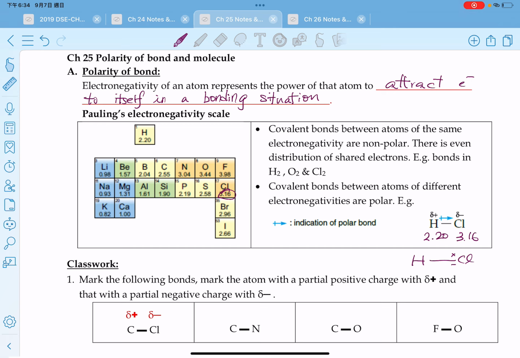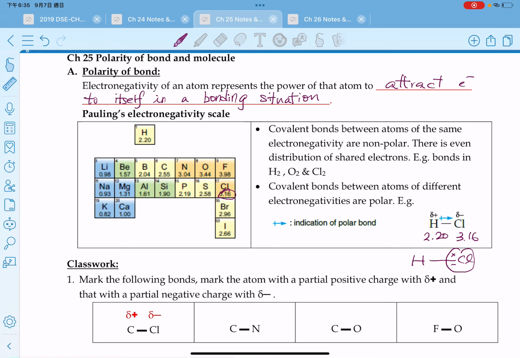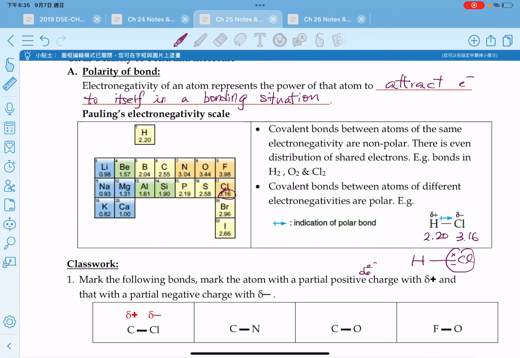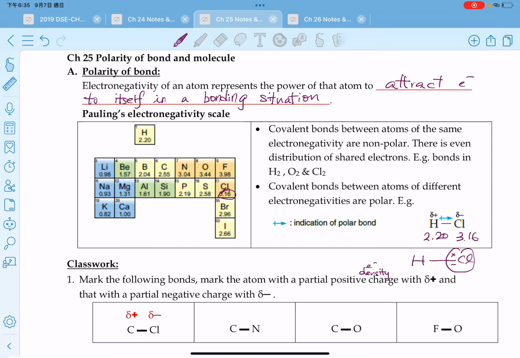As a result, the electron density for the chlorine atom will be more, while for the hydrogen atom, the electron density will be lower, as electron is negatively charged. As a result, we say that hydrogen bears the delta positive, chlorine bears the delta negative. A very famous scientist, Linus Pauling, assigned the values for the different atoms.